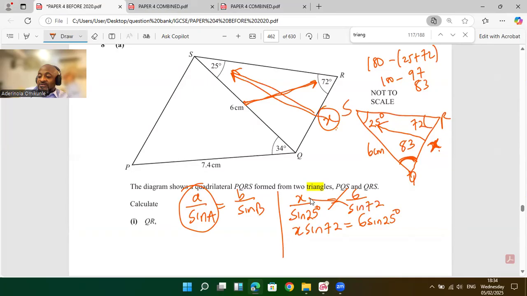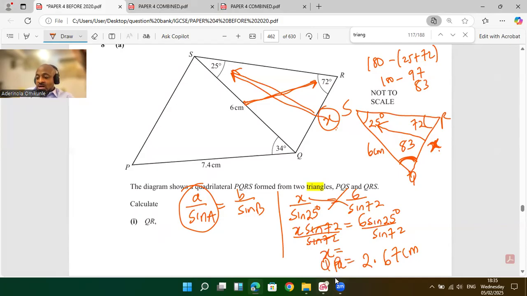Divide through by sine 72. So when you divide by sine 72, you can go ahead and use your calculator to get the answer. So using my calculator, that gives me 6 sine 25 divided by sine 72. Close the brackets, and that gives me 2.66666. Okay, so if you want to do the IGCSE style, that's just 2.67 centimeters.